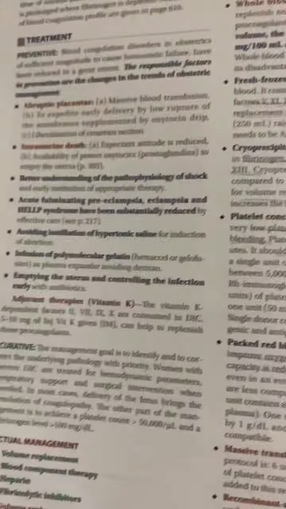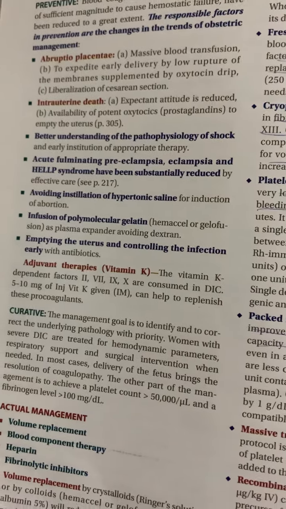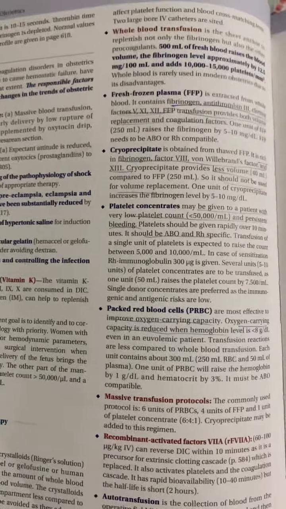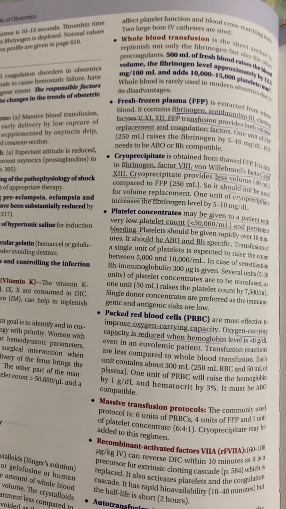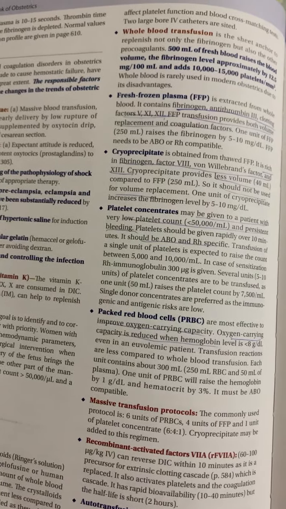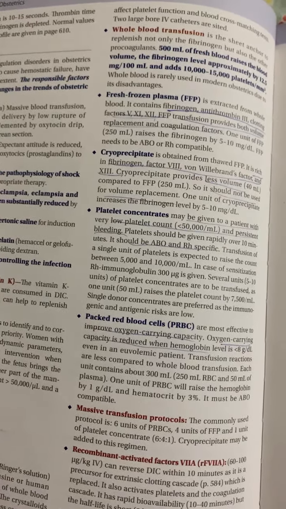So now coming to treatment, first is preventive. All the underlying risk factors have to be prevented. Then management. In management, we have to replace the lost volume. Here basically there is bleeding, so we'll have to correct that. We can do it by different sets of things. We can go for whole blood transfusion, or we can go for fresh frozen plasma.